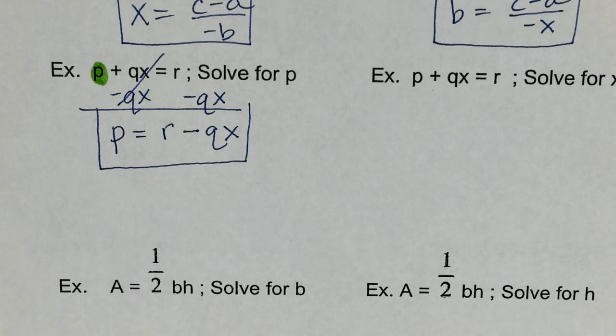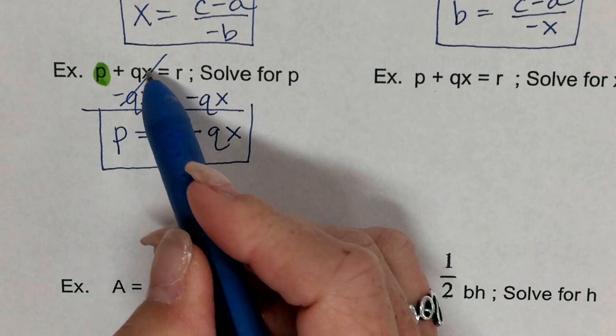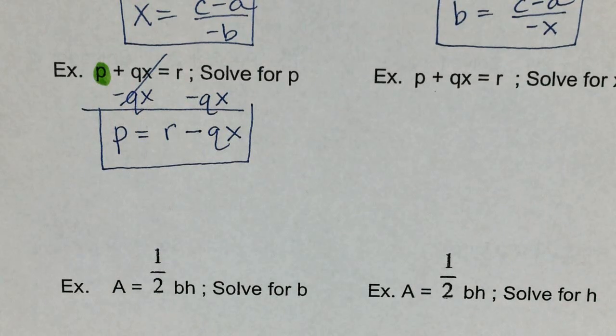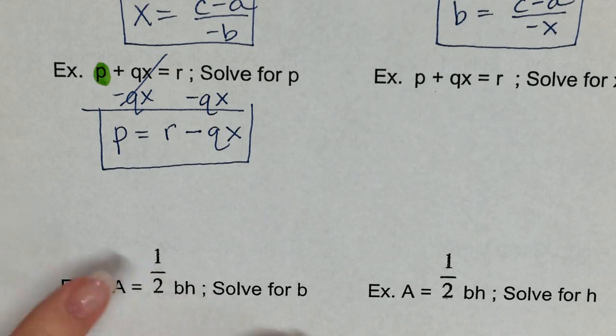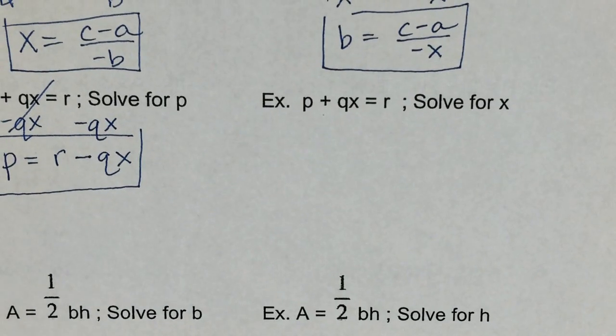Why was I able to do that in one step? Because this QX was an entire term together, and I could get rid of it all at once. Are we okay? All right, let's look at the next one. What am I solving for?